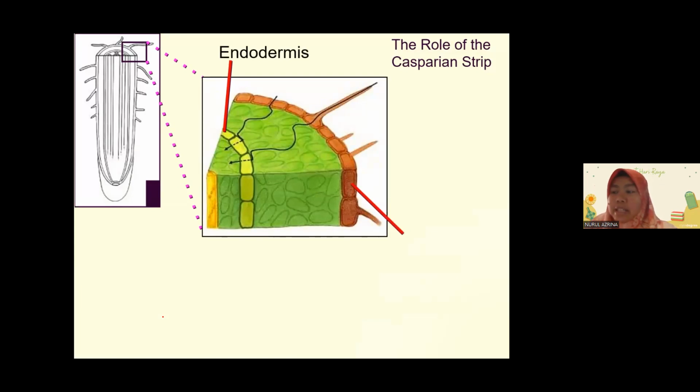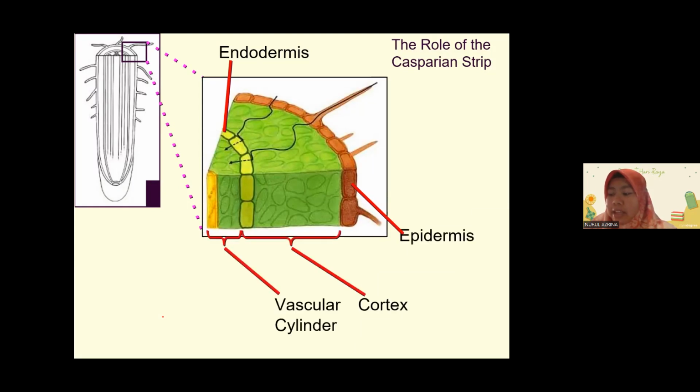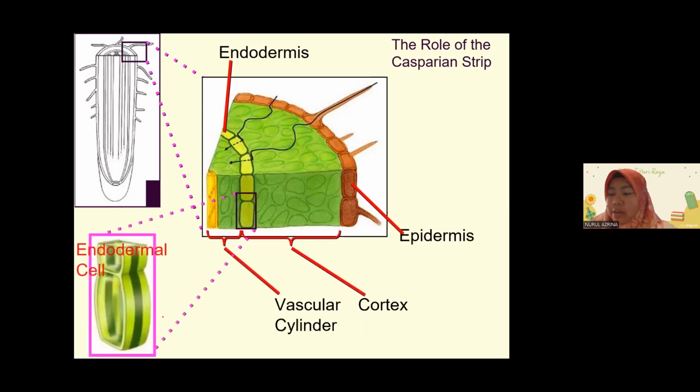Okay, so you can see this is the endodermal cell. These are all the short distance transport or the route of water starting from the root epidermis and then into the cortex. As it reaches the endodermis cell, then you have here a waxy belt that we call the Casparian strip, right?